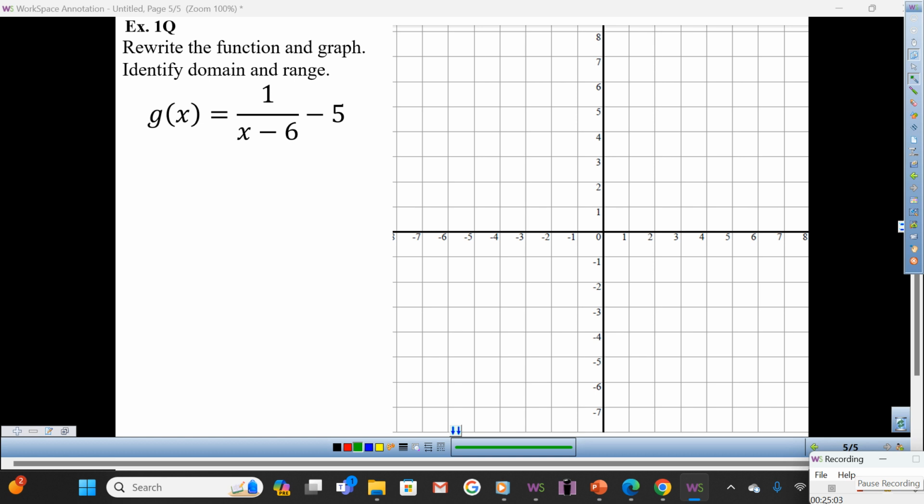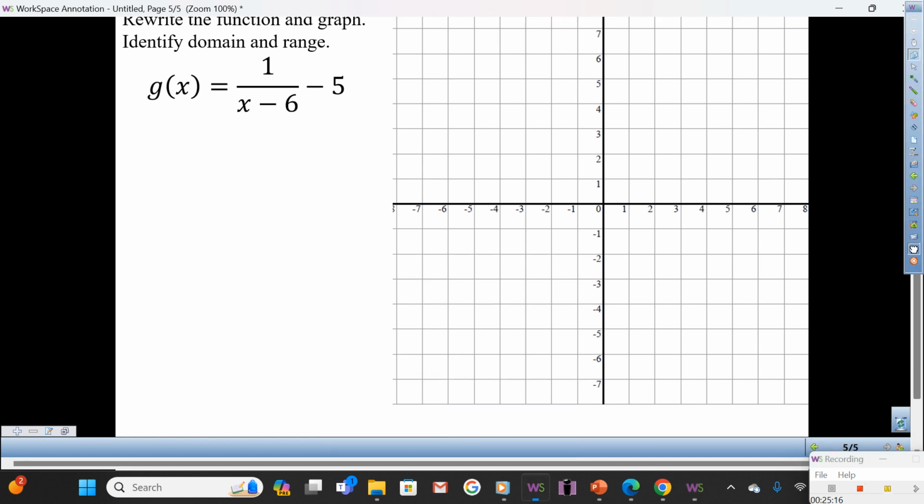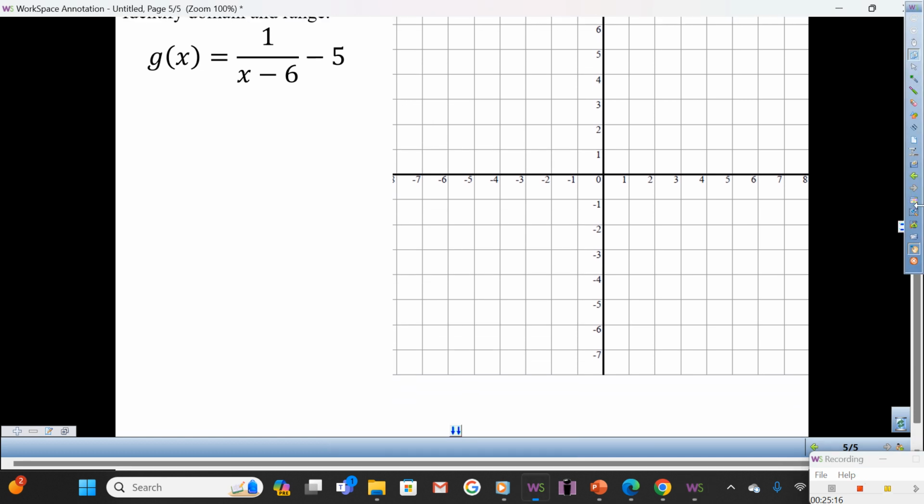All right, show your neighbor your graph really quick, and then Brandon and Felix, you're going to pass it to someone. They're going to help me graph this. All right, Brandon, Felix, pass someone.